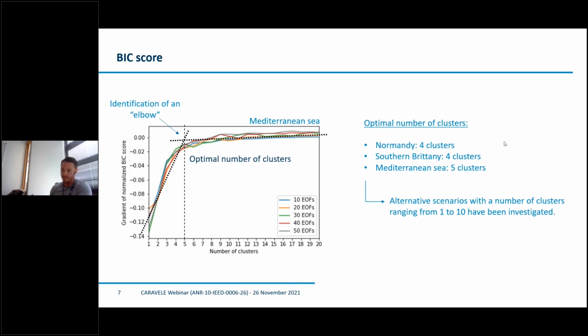It does not change when we add more EOF, which justifies our choice to feed the Gaussian mixture model with only the first 10 EOF. The dataset is thus lighter, so easier to handle. And the optimal number of clusters for Normandy and southern Brittany was found to be 4. However, we do not restrict our analysis to only the scenario associated with the optimal number of clusters. We investigated other scenarios with a number of clusters ranging from 1 to 10.